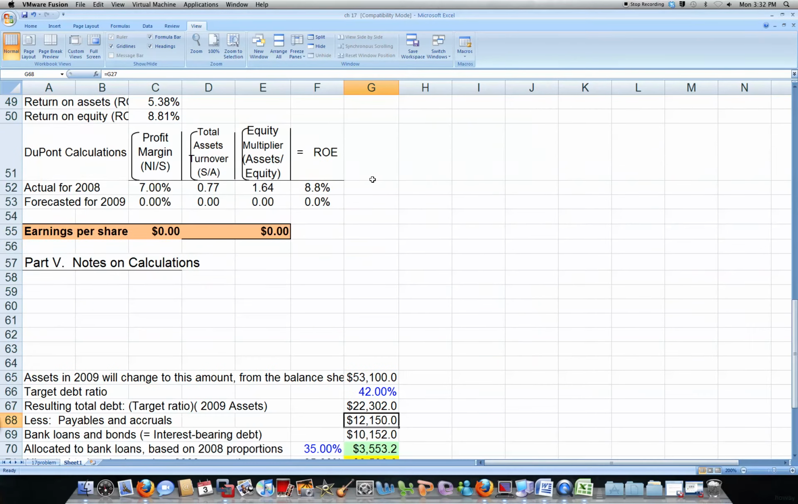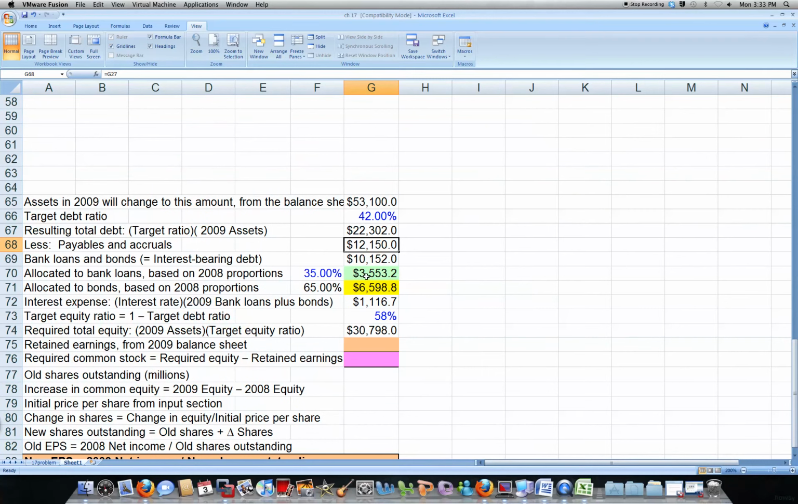So we take off our payables and accruals and find our total interest-bearing debt, bank loans and bonds, of 10,152. Okay, we can allocate that out. 35% goes to bank loans and 65% goes to bonds. So we just multiply 65% times the 10,152 and 35% times the 10,152 to get this.